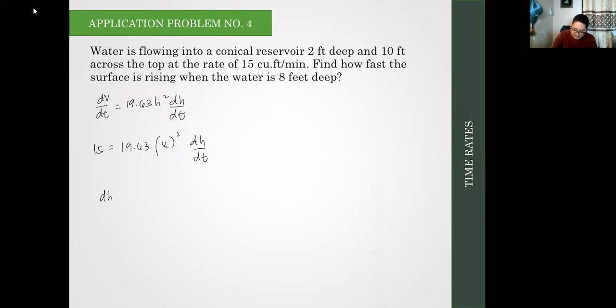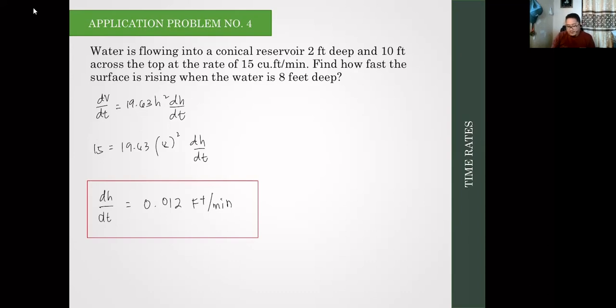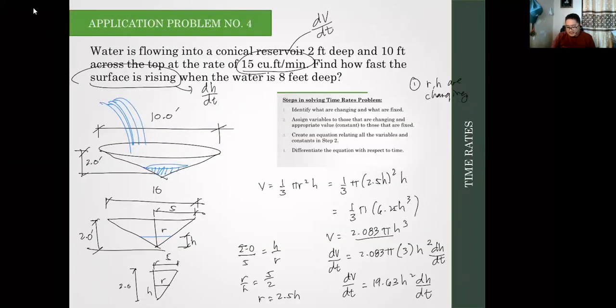So, para makuha yung rise, yung rate ng pag-rise ng surface o yung change ng height, that will be 15, divide natin na 19.63 times 8 squared. Or nagra-rise siya ng 0.012 feet per minute. Okay? So, ito yung magiging answer natin for the given problem. So, yun yung change ng height ng surface ng water dun sa loob ng conical tank natin.